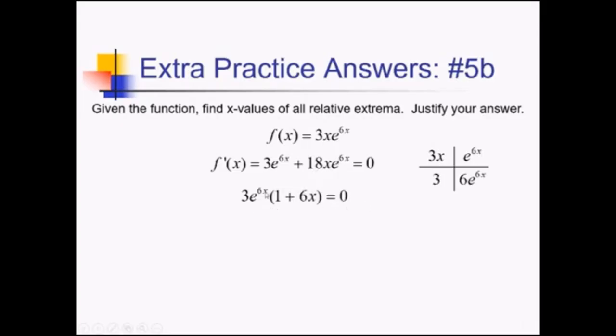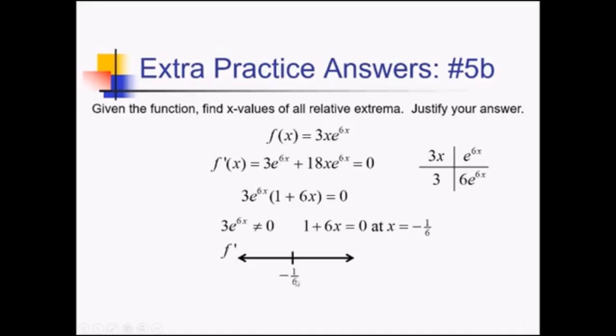So 3e to the 6x, where does that equal 0? Well, an exponential function never equals 0, so we actually don't get any critical values out of that part. Over here, though, 1 plus 6x certainly does equal 0 somewhere. If you subtract 1 and divide by 6, that's -1 over 6 for that critical value. So that gives us something we can now put on our number line here, the f prime number line.